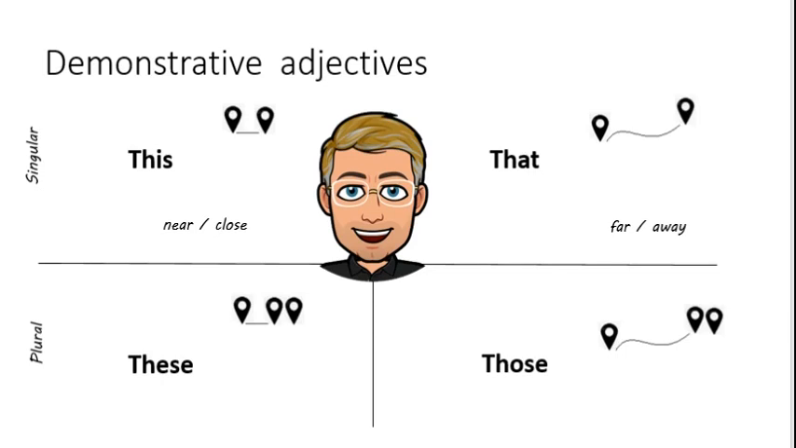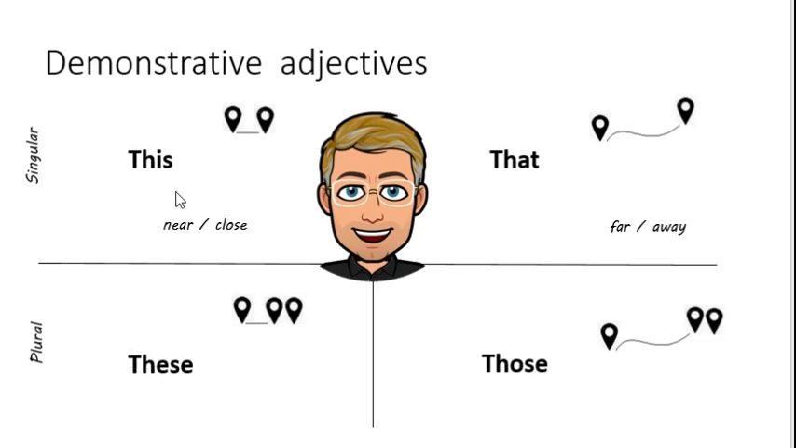So let's look at the four words that we see on the screen: this, that, these, and those. These four words are called demonstrative adjectives, and their function is basically to convey information to the person you're speaking to concerning your position and an object or a person.